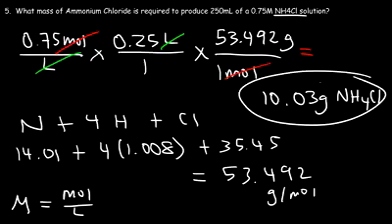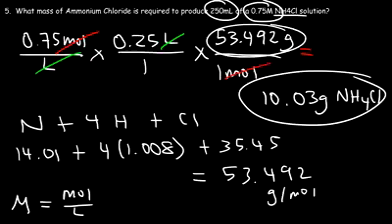So if you're given the volume and the molarity and you want to find the mass, you need to take the molarity and multiply it by the volume in liters and then multiply it by the molar mass of the substance. That's going to give you the grams of the substance.